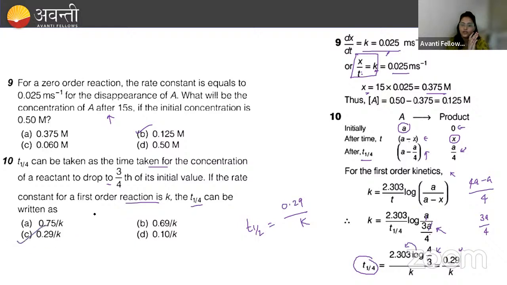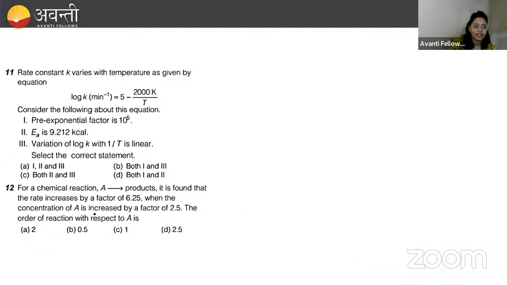See, t 1/4 was given. So t 1/4 means what? If A by 4 is going to form product, okay? Because at time t, if x is getting formed, then at 1 by 4 time, A by 4 is going to form, right? Yeah, let's move on to the next problem.